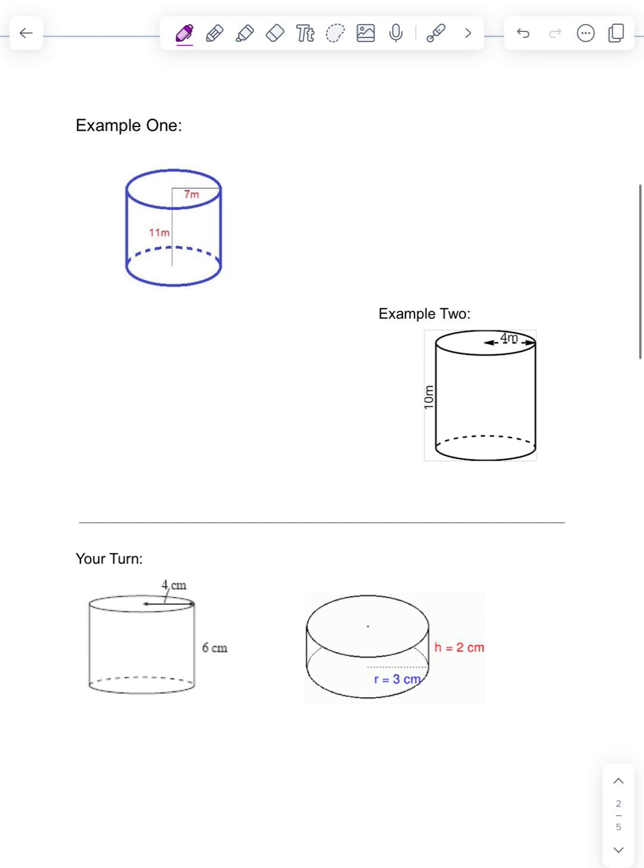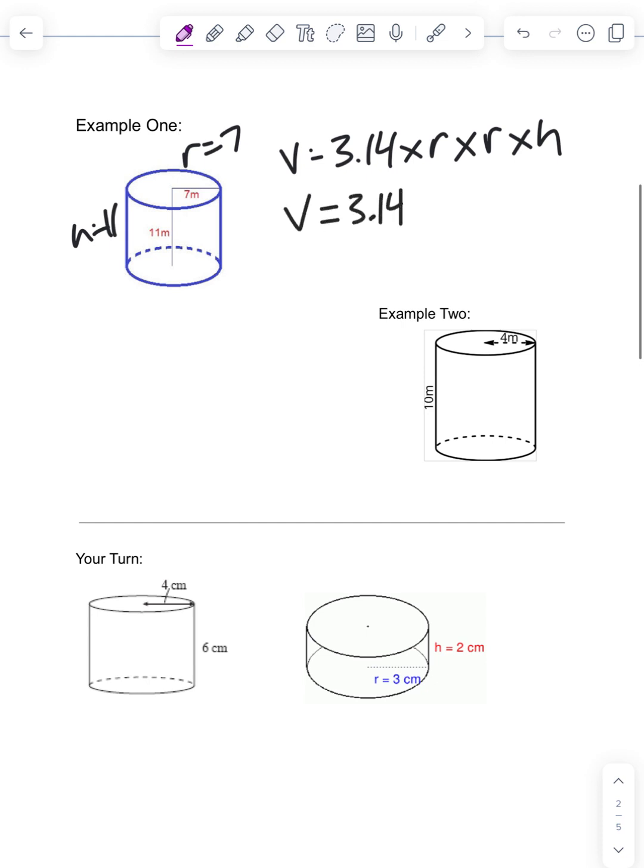All right, let's practice. In this first cylinder, the radius is 7 and the height is 11. All we have to do is plug that in. Again, the formula is 3.14 times r squared times h. So if we're plugging in 7 for the radius, we have 3.14 times 7 times 7, and we plug in 11 for the height. Go ahead and type that into a calculator. And you should have gotten 1,692.46, and that's meters cubed.